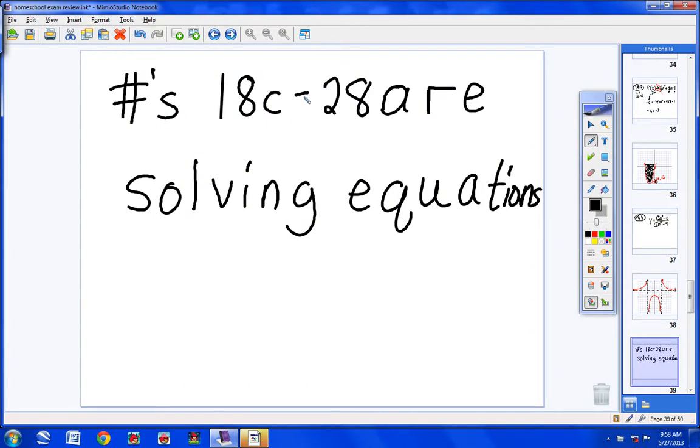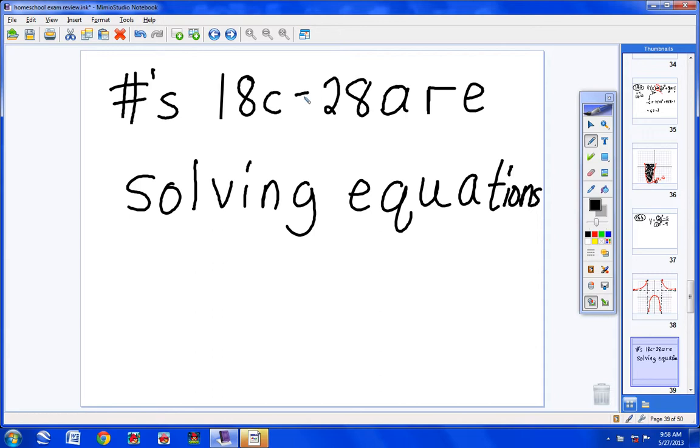18C through 28 are solving equations, okay? We just did 18B. So if you do the math on this, that's 11 equations, okay? Now I might add one more toward the end. We're going to see how class goes.